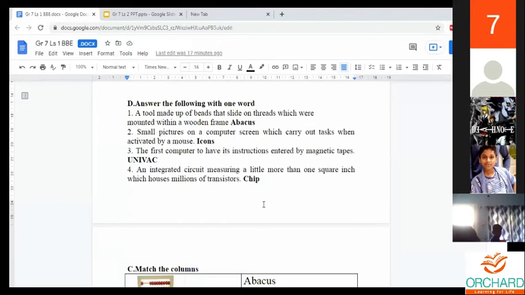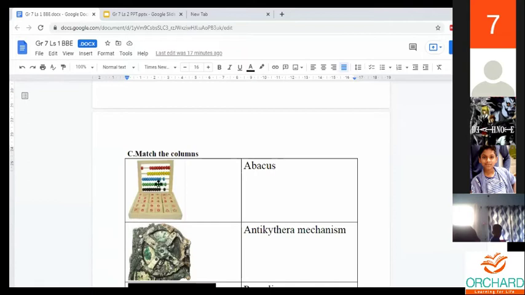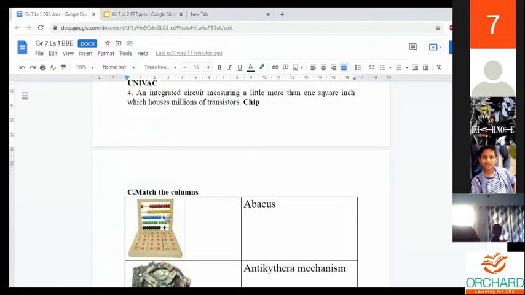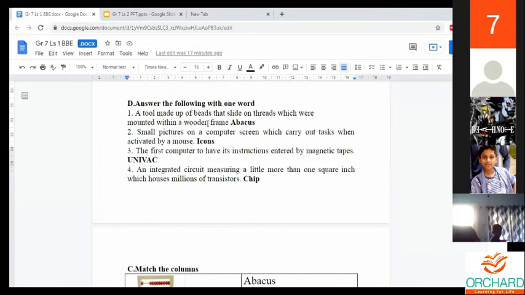Next is answer in one word. A tool made up of beads that slides on the threads which are mounted within a wooden frame is abacus. See, this is an abacus. It is mounted on the wooden frame. It has thread. It has beads also, right? So the answer is abacus. A-B-A-C-U-S, abacus.